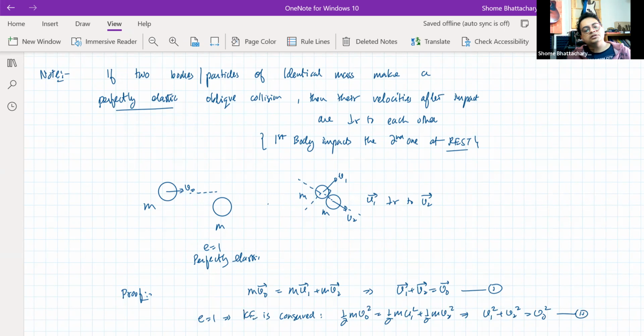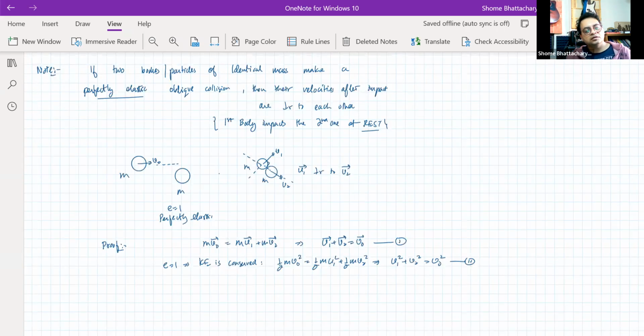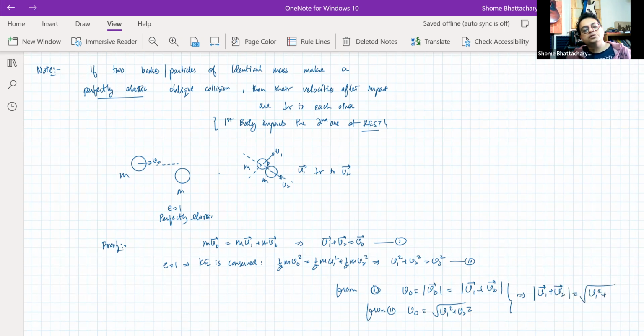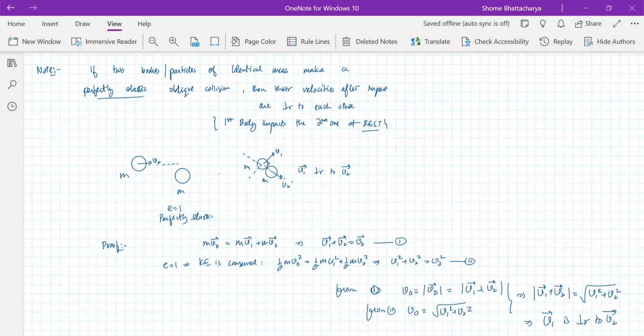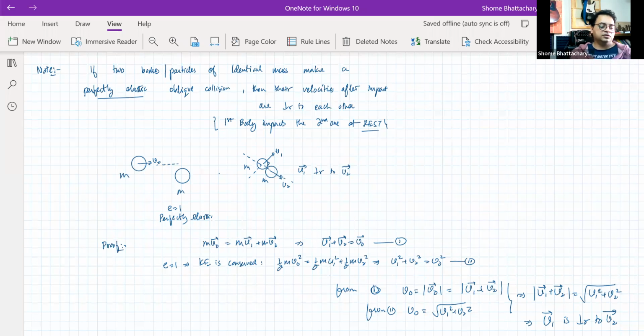Now when you compare these two equations, you should be able to realize immediately. Because from equation 1, you can see that, and from equation 2, so comparing these two, you can see that the magnitude of the vector sum v1 plus v2 is equal to the square root of v1's magnitude square plus v2's magnitude square. So that means v1 is perpendicular to v2. Yes. So this is an important theorem that you should remember.